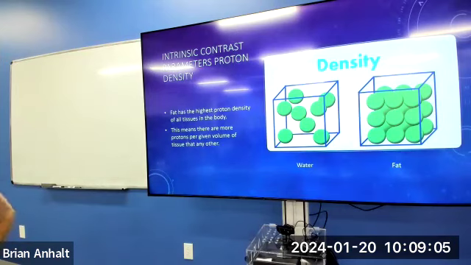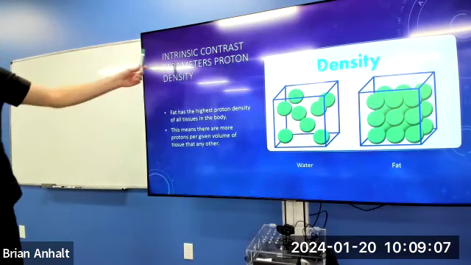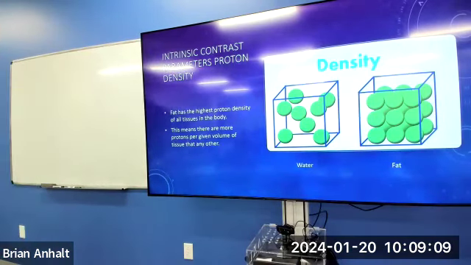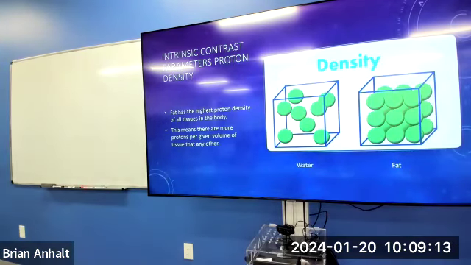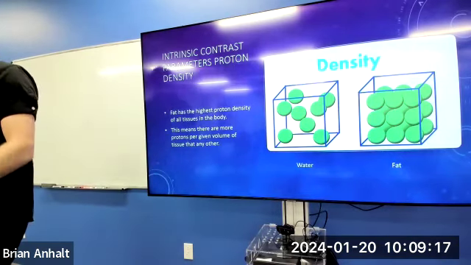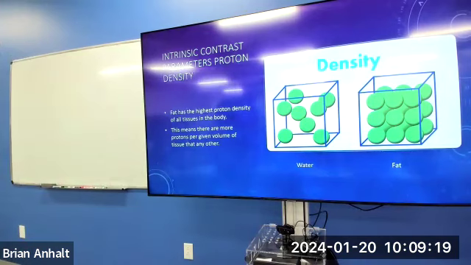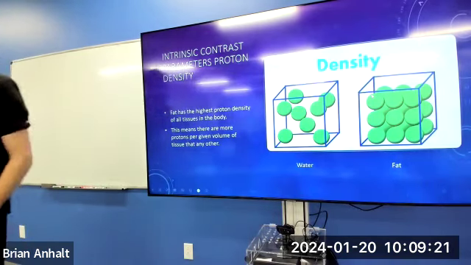Just because it has more what? What do we call that? Proton density, right? Write that down too. Fat has the highest proton density of any tissue in the body. That is a very important part of the MRI signal that we get. Even though we're mostly water, there are a lot of protons in fat.